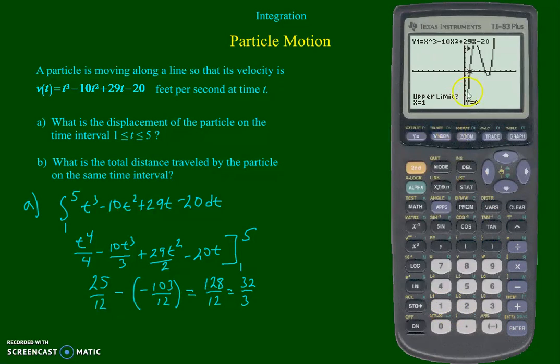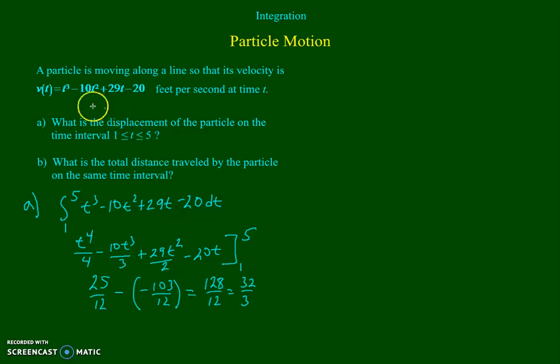Enter. And then it asks for the upper limit, 5. Enter. And it goes ahead and calculates it, and there's your value. As you can see, it comes out to be the same result as we got before. So that's a quick example of how to do this on your graphing calculator. When I say evaluate in your calculator, that's what I'm talking about. All right, let's move on now to part B.